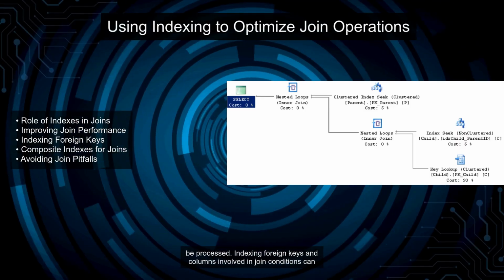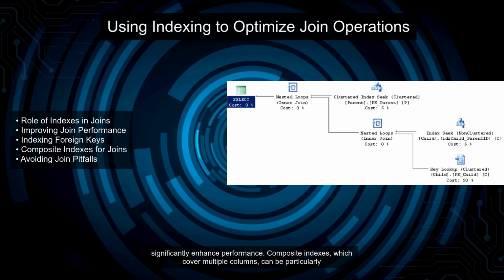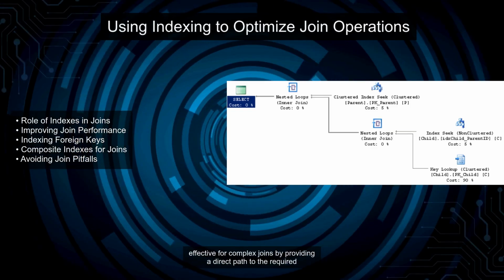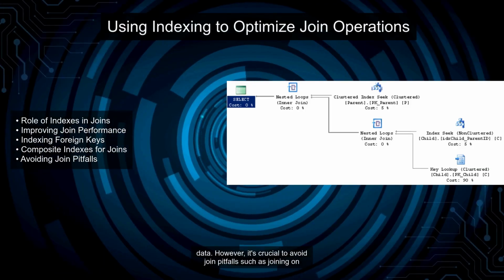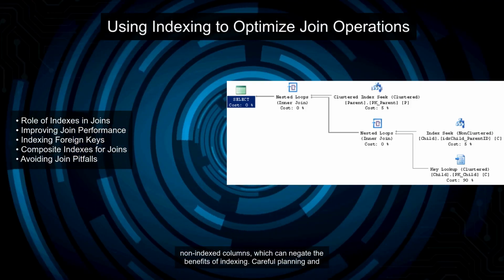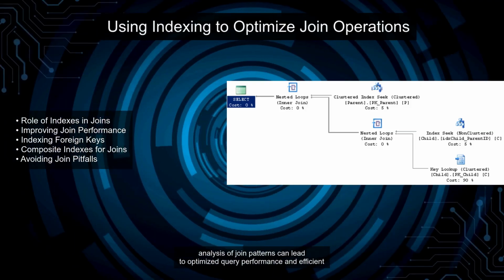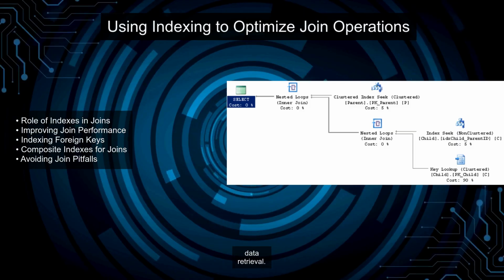Indexing foreign keys and columns involved in join conditions can significantly enhance performance. Composite indexes, which cover multiple columns, can be particularly effective for complex joins by providing a direct path to the required data. However, it's crucial to avoid join pitfalls such as joining on non-indexed columns, which can negate the benefits of indexing. Careful planning and analysis of join patterns can lead to optimized query performance and efficient data retrieval.